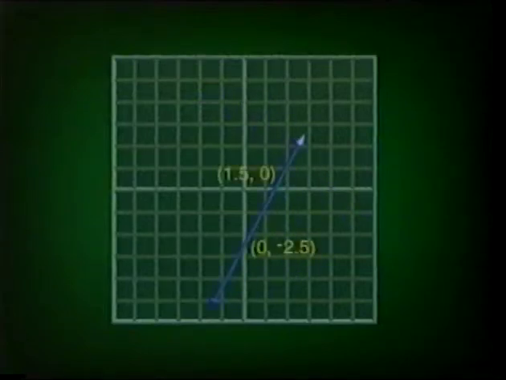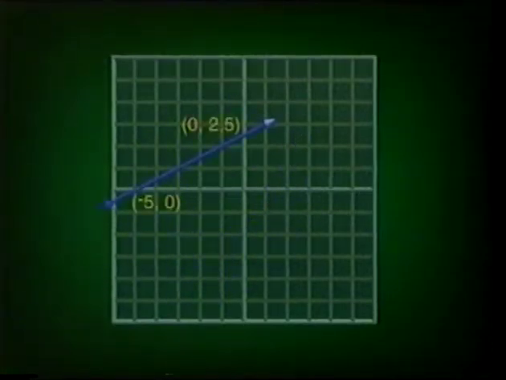If you look at these lines, you will see that x-intercepts always have coordinates of some number and 0, and the y-intercepts always have coordinates of 0 and some number. Now suppose you know the slope of a line, but you don't know anything else. In that case, you don't have enough information to graph that line.